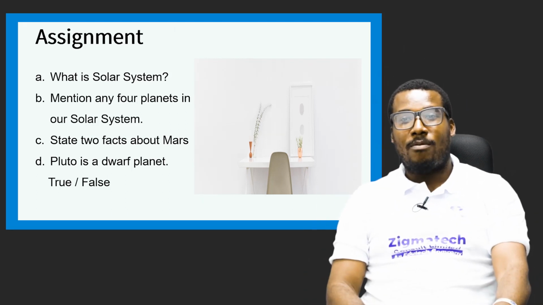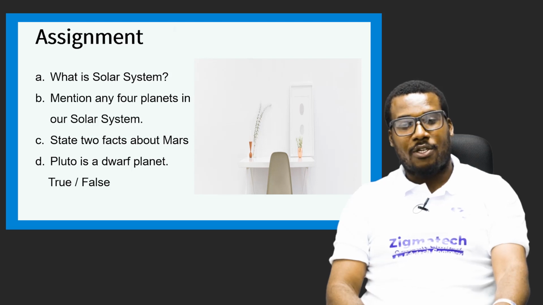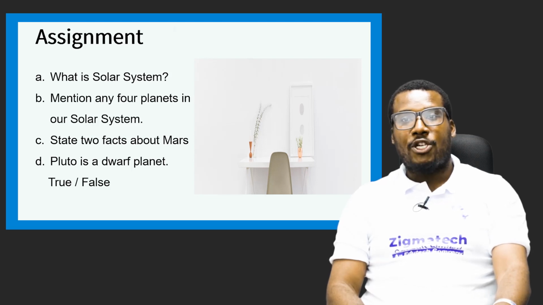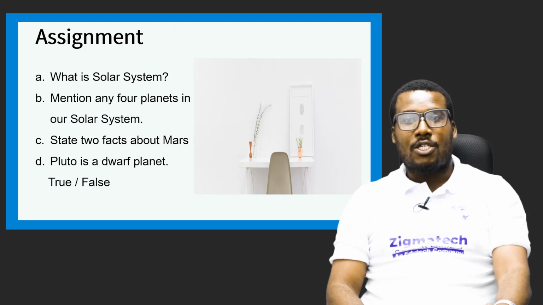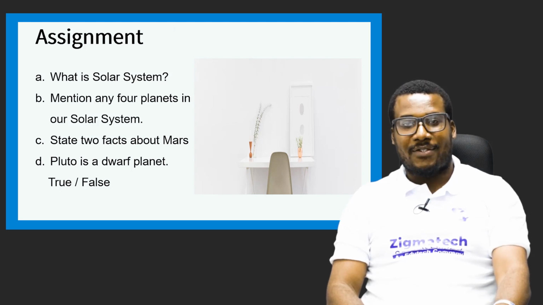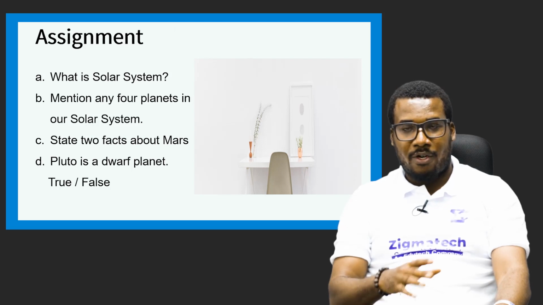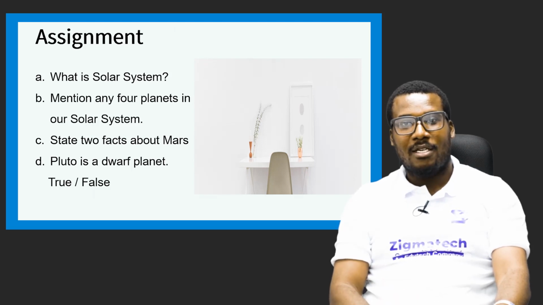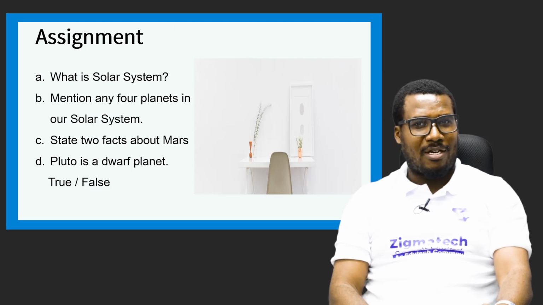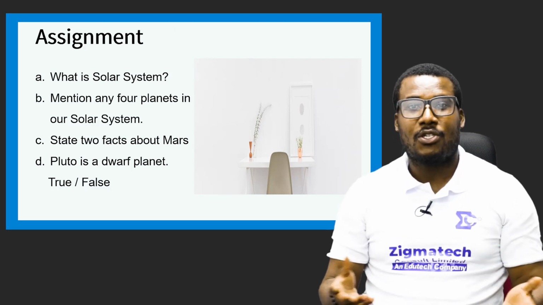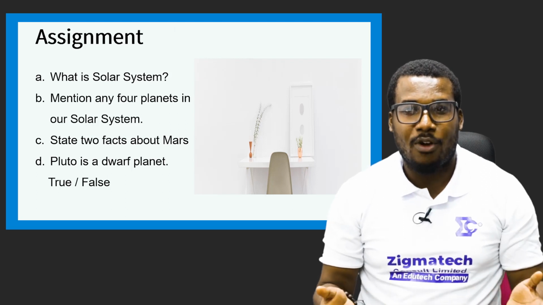Your assignment to take home: what is the solar system? Mention any 4 planets in our solar system. State 2 facts about Mars. We listed a lot of facts about Mars. And this last question is a bit straightforward. Just choose: Pluto is a dwarf planet. True or false?